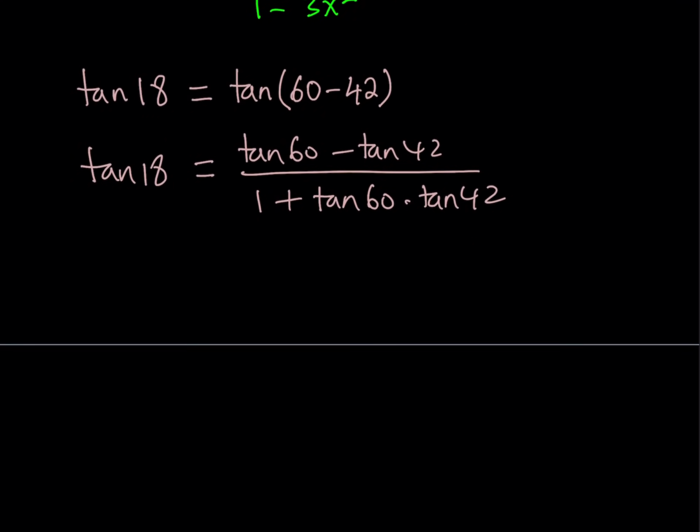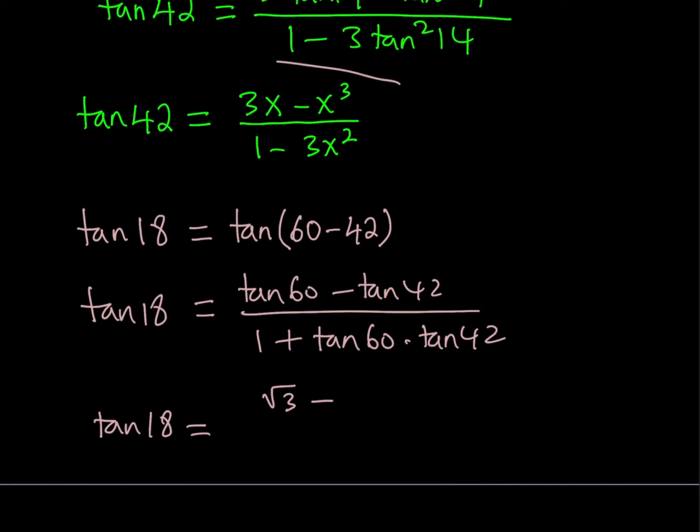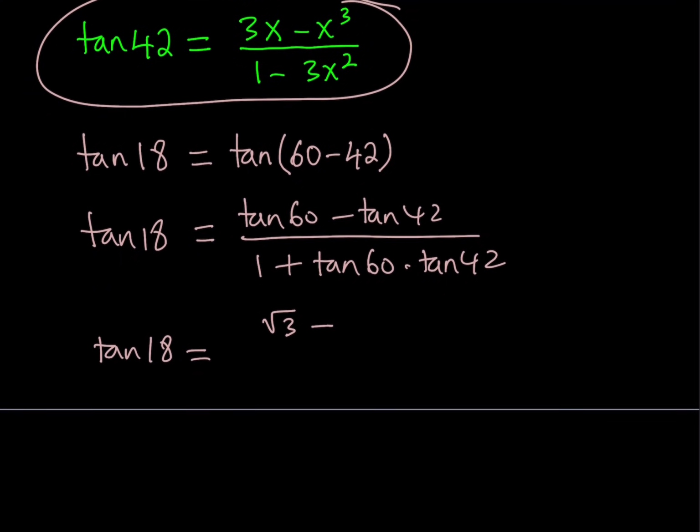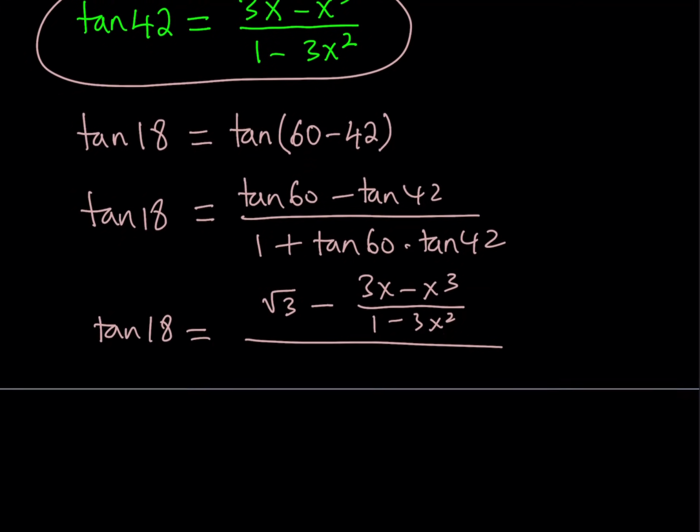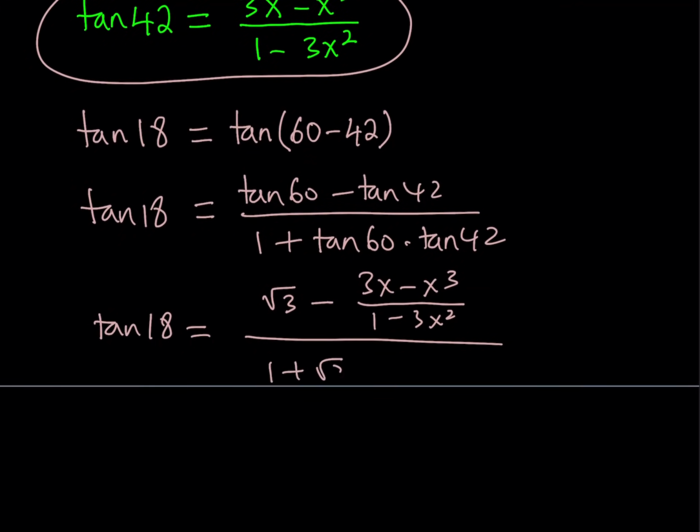So let's simplify this a little bit by replacing tan 60 with root 3, as you know, that is the value of tan 60. And then for tan 42, I'm going to use this expression here to replace that. So it's going to look like 3x minus x cubed divided by 1 minus 3x squared. And of course, I need to do something similar at the bottom: 1 plus root 3 multiplied by 3x minus x cubed divided by 1 minus 3x squared.